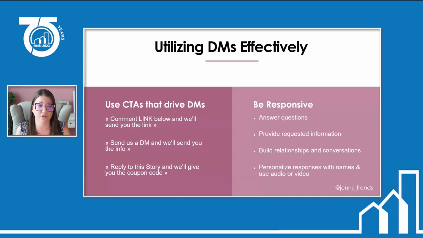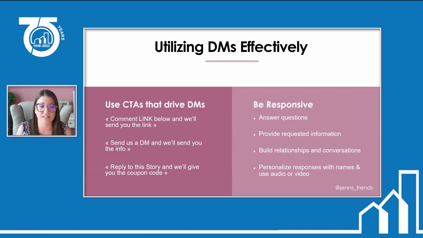So when it comes to using your direct messages, we want to use calls to action that get people into the DMs. So you can say things like, comment link below and we'll send you the link. It could be, comment details below and we'll send you the listing details, or the open house details. Maybe it's a video you have, maybe it's a blog post you have. Comment link below and we'll send you that link. They comment link, you reply to them with a DM. That opens up the direct message thread. You could conversely say, send us a DM and we'll send you the info.